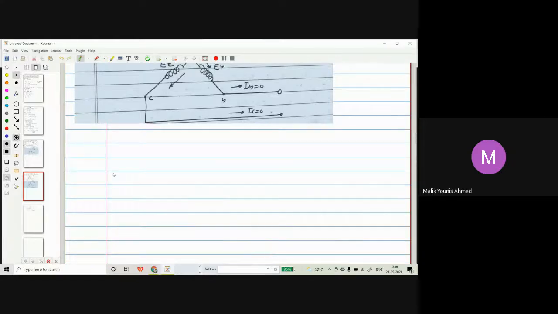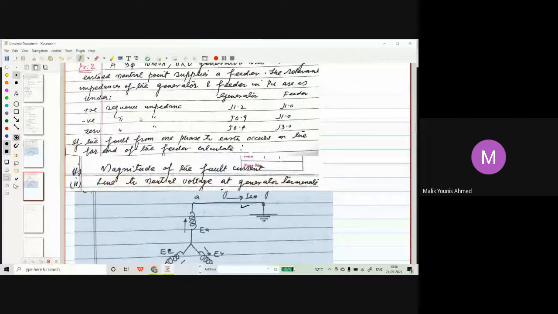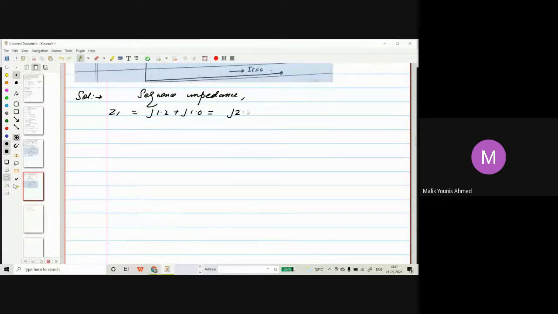How do we approach the solution? First we have to find the total sequence impedances. Because the generator is connected to a feeder going to the load side, we have to add the positive sequence impedances of generator and feeder together, and likewise for the negative and zero sequences. So Z1 will become j1.2 plus j1.0, one for the generator and one for the feeder, which is j2.22 in per unit.